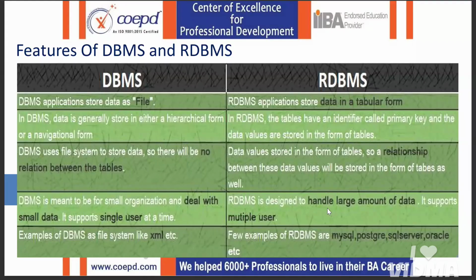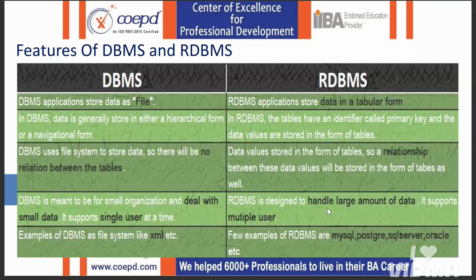DBMS is mainly suitable for small organizations with limited data, and it generally supports only one user at a time. And in DBMS, there is more data redundancy due to the lack of relationships. Data redundancy is a repetition of data: the data which already exists in the system gets stored again, even though the existing one is there.